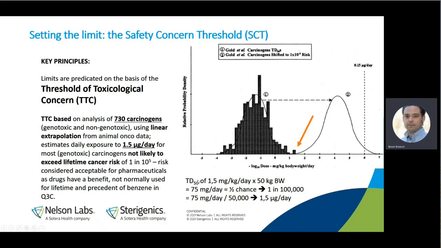This is the exposure by which 50% of the animals develop tumors. So if you have a TD50 value of 1.5 micrograms a day, that's expressed in an animal model, typically the rat, you multiply it by the human body weight, 50 kilograms. So we have 75 milligrams per day, which leads to 1 in 2 persons developing tumors. What is acceptable? Risk in 1 in 100,000. So we have to divide this level by 50,000, and we come up with 1.5 micrograms a day.